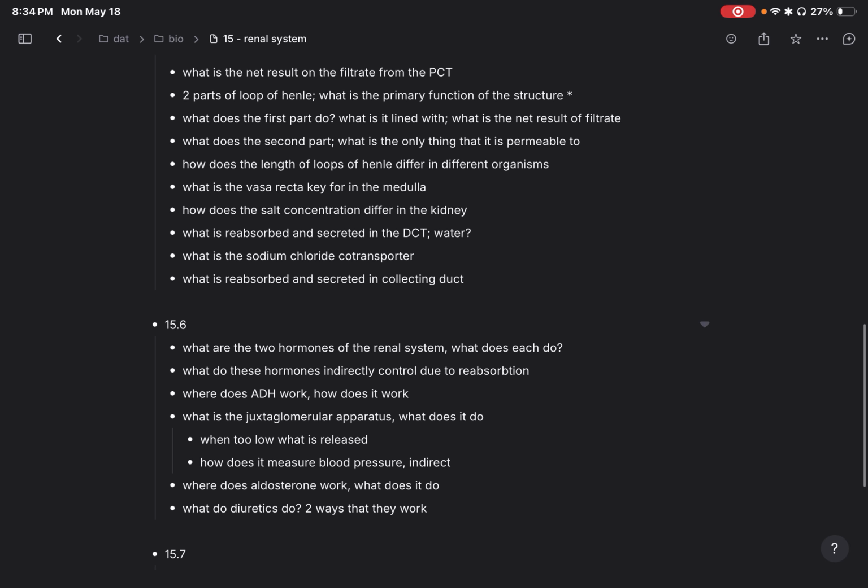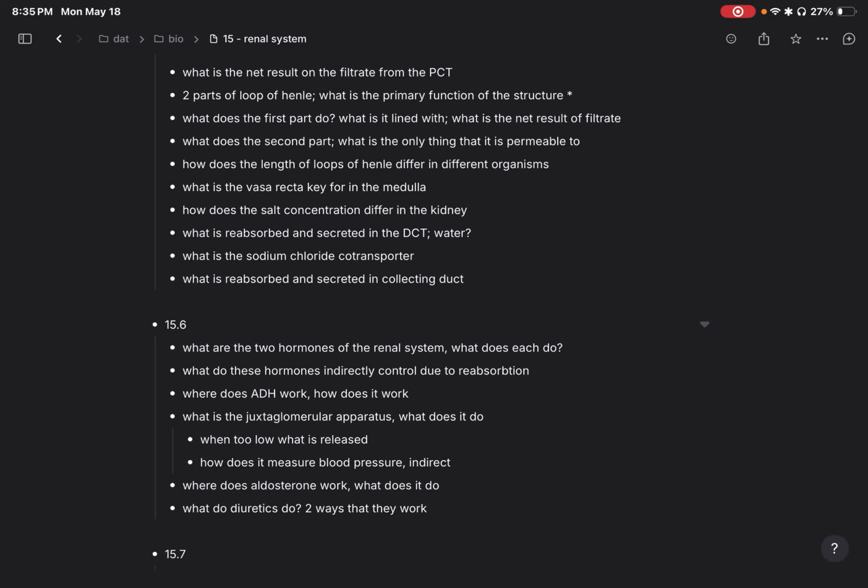So how does the length of loops of Henle differ in different organisms? For organisms with an abundance of water, like us humans or cows, they'll have shorter loops of Henle because they don't have to stress about not having enough water. They can just pee it out, chill. But desert animals, like the example they give is desert rats, have longer loops of Henle so that they have more area, more chance to reabsorb more water, so that it's not an issue.